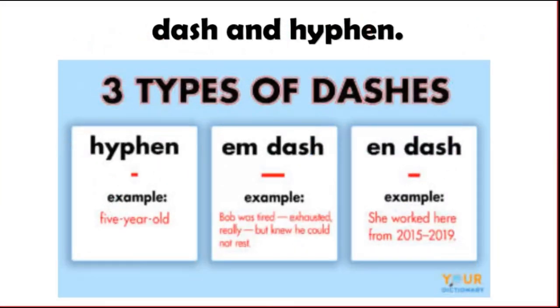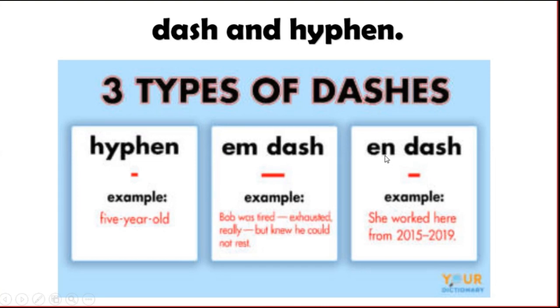Today we shall discuss about dash and hyphen. Actually, there are three types of dash. One, hyphen, second, m dash, and a third, n dash. Now you see, hyphen is the smallest line. Dash has two types.